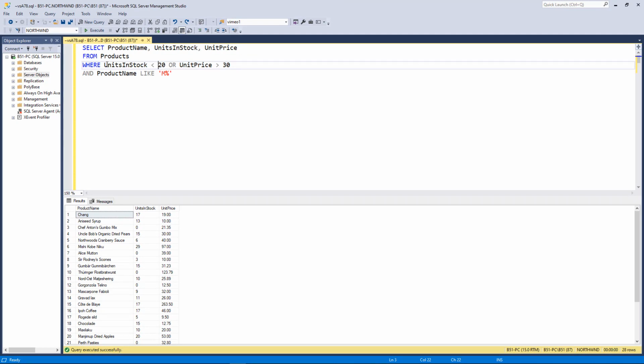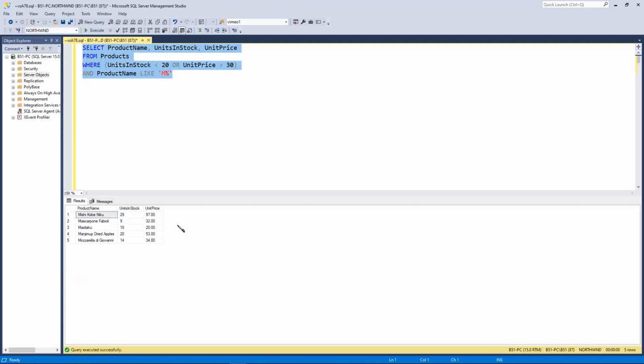This is why we need parentheses. If we put parentheses, what the SQL is doing is, first of all, doing what is inside the parentheses, this or this. After that, it does the and with the product name starting with M. Let's run this, and we see that we get only 5 rows.